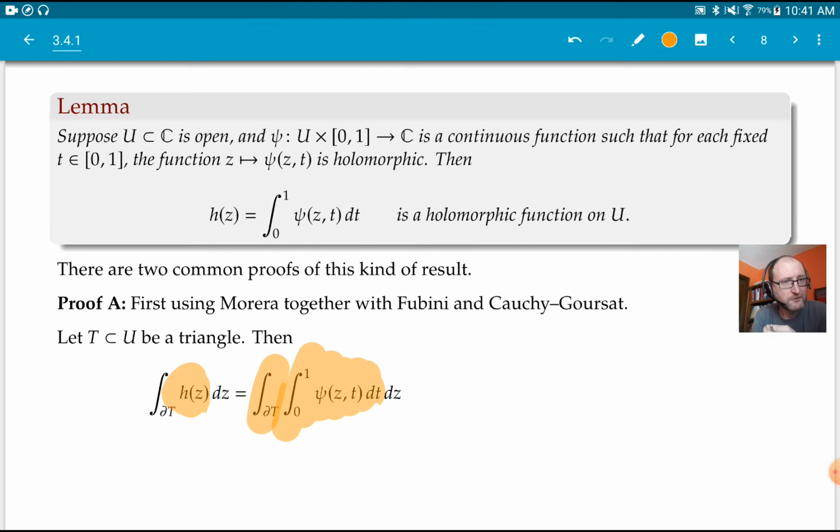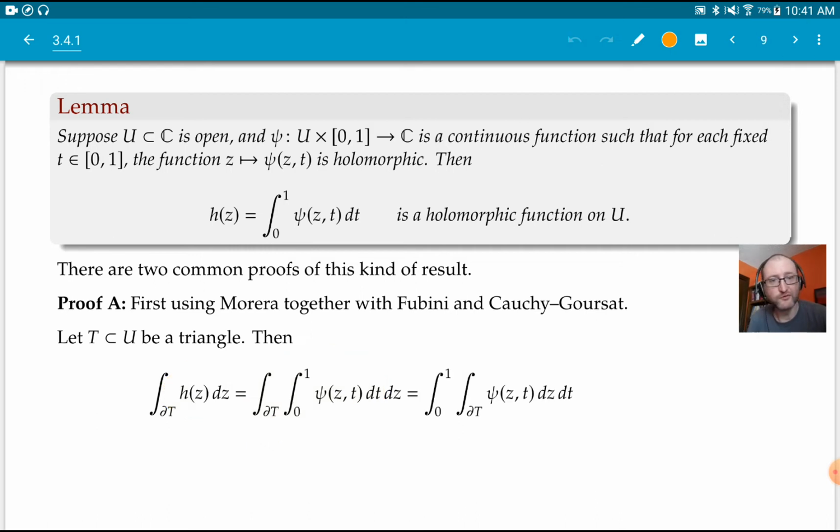When can I swap those? When can I move this boundary of t guy inside? And we know when we can do it. I mean, Fubini's theorem tells you when we can do it.